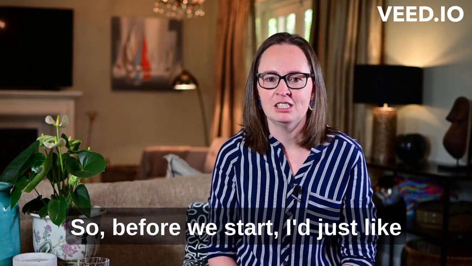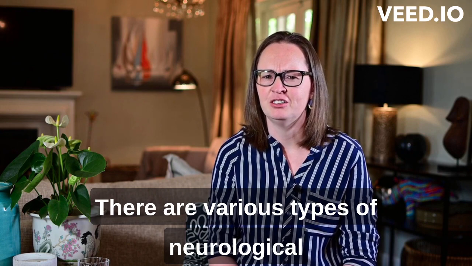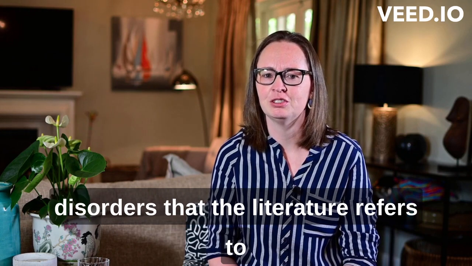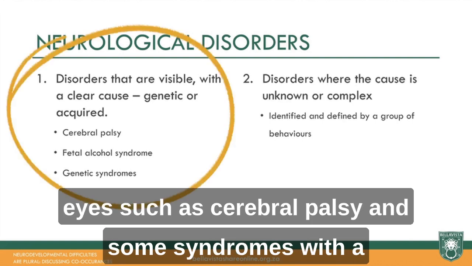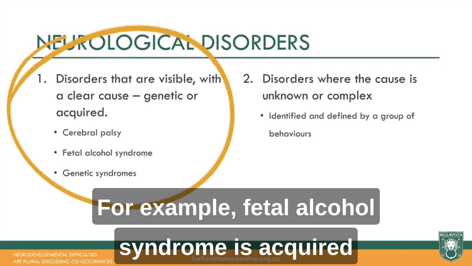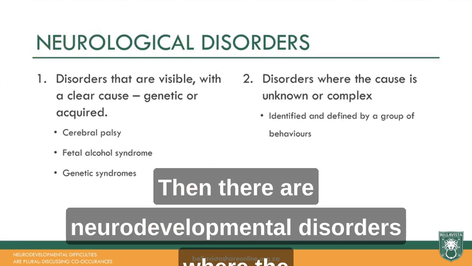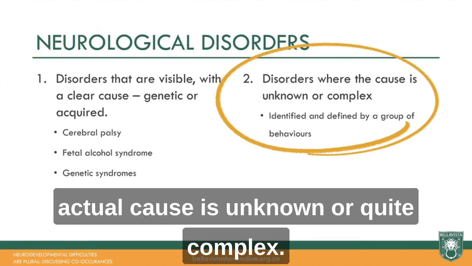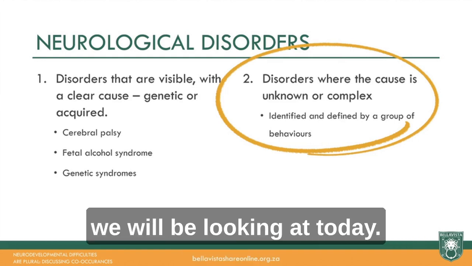So before we start, I'd just like to clarify the concept of neurodevelopmental disorders. There are various types of neurological disorders that the literature refers to, and it can get quite confusing. So there are disorders that are often visible to the eyes, such as cerebral palsy, and some syndromes with a known distinct cause, which is usually genetic or acquired. For example, fetal alcohol syndrome is acquired because of in utero exposure to alcohol. Then there are neurodevelopmental disorders where the actual cause is unknown or quite complex. And this is the group of diagnoses we will be looking at today.